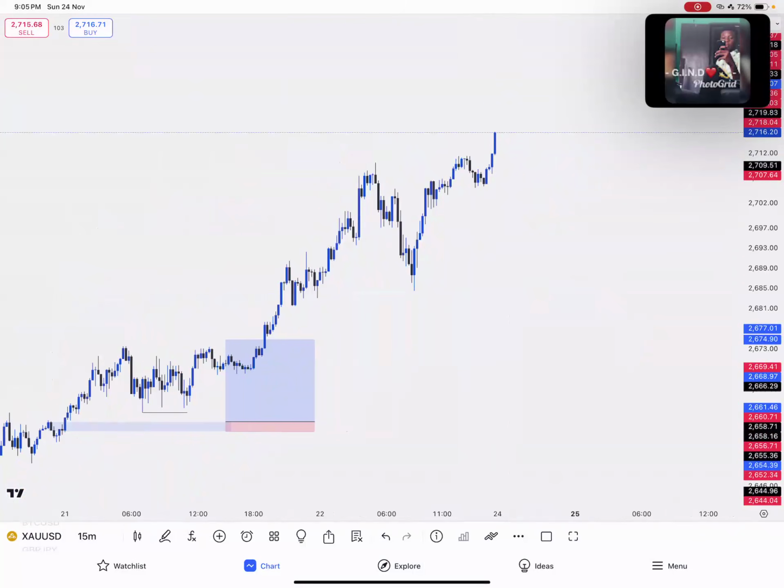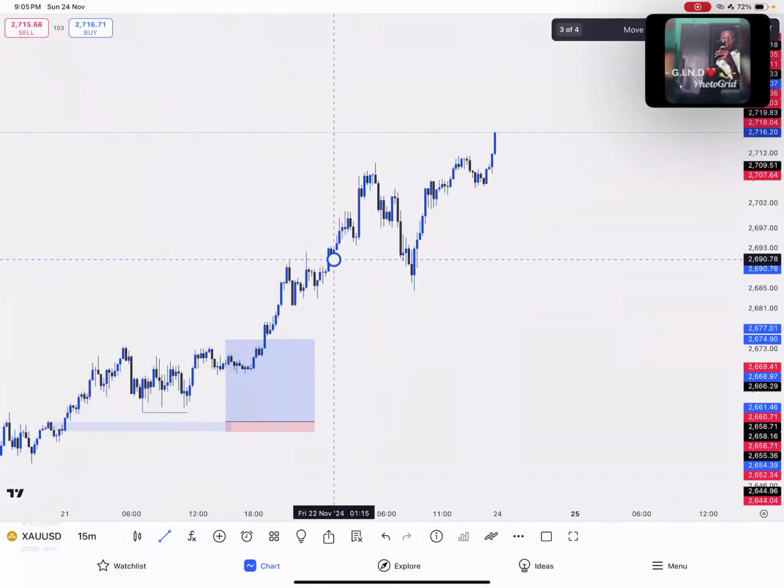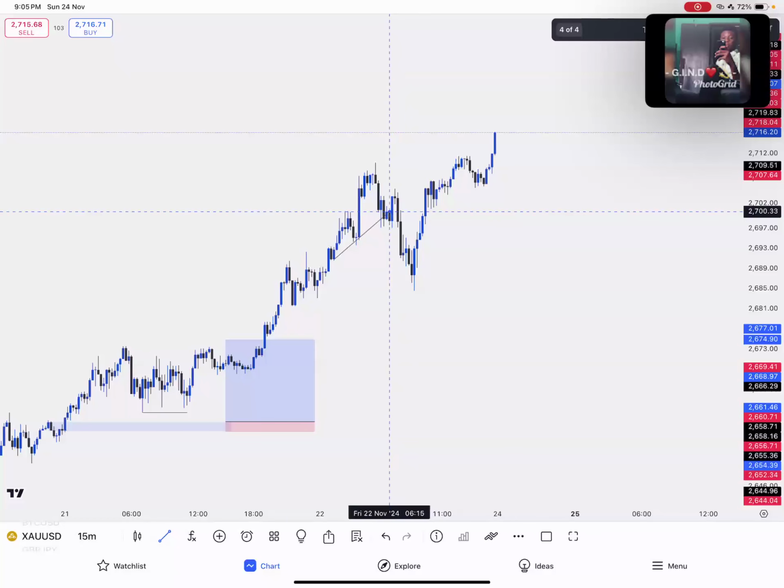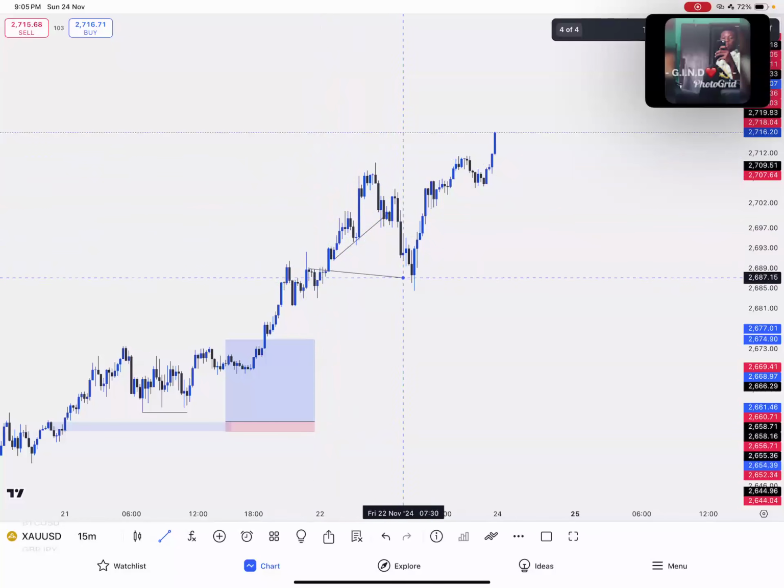Where? At your point of interest, this is the breaker block. This is the trend line liquidity here. This is where market started the whole trend here. And market swept that trend line liquidity here to now trigger this breaker block for a buy.